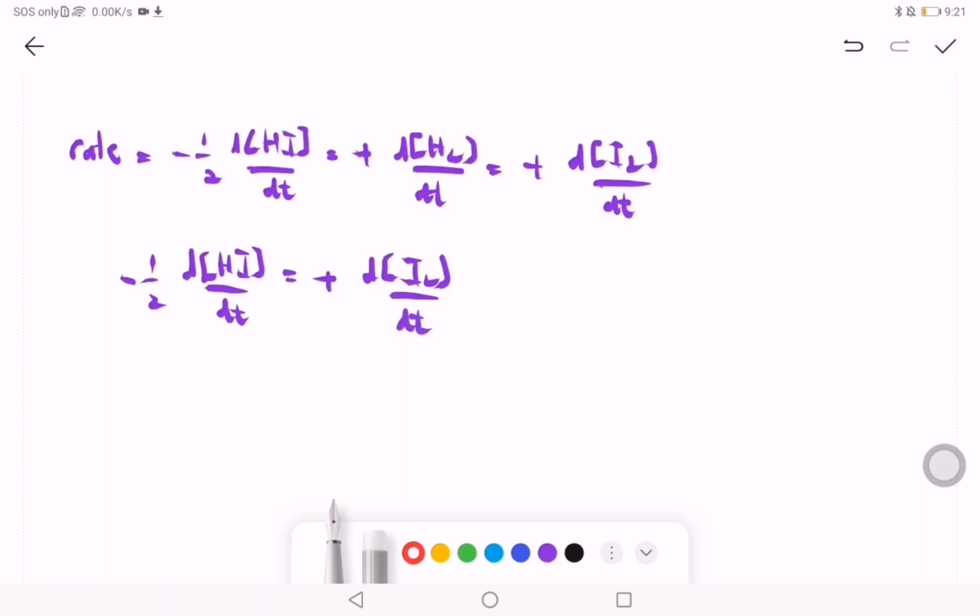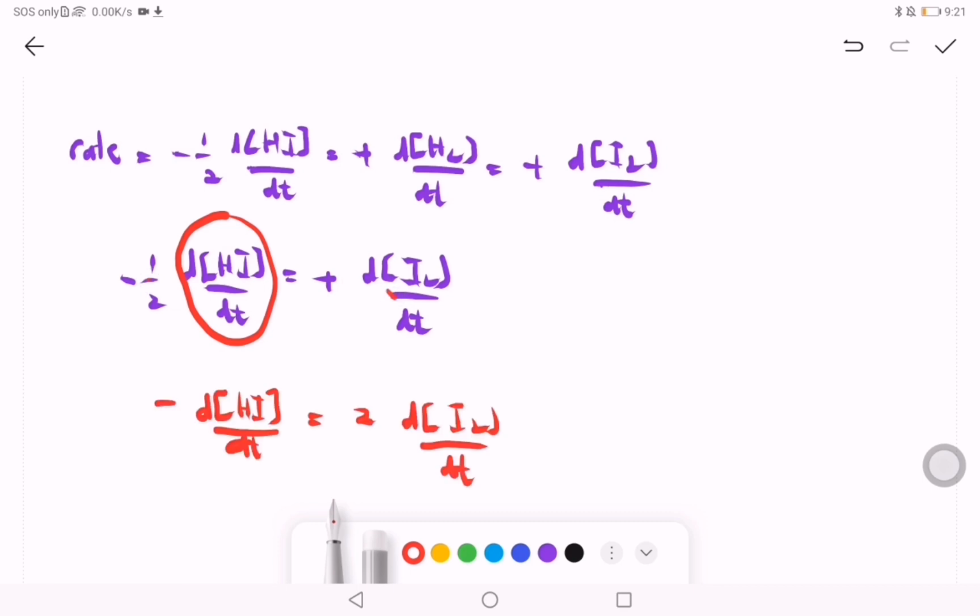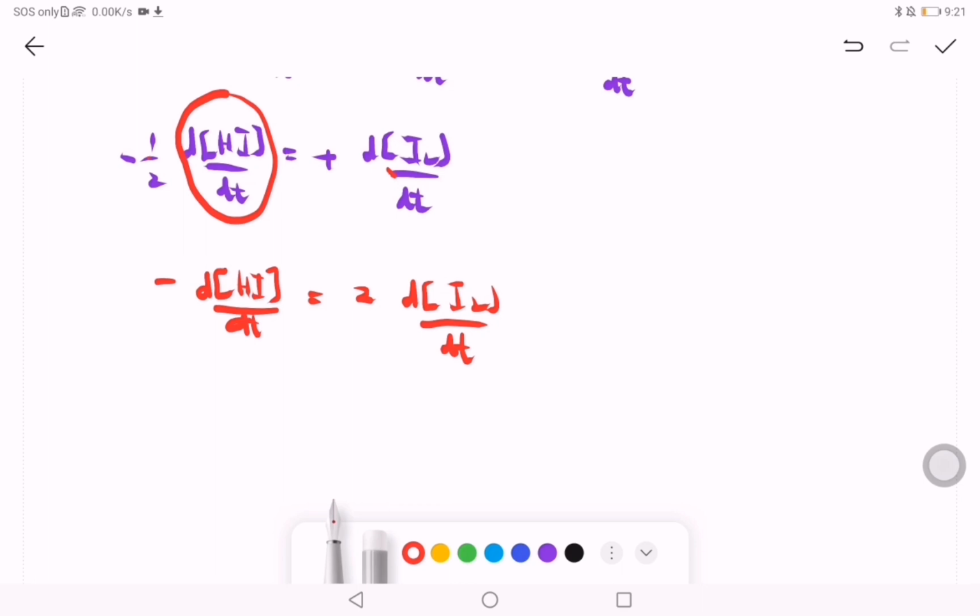So what we want to find is d[HI] over dt, negative d[HI] over dt. So the 1/2 we have to move to the other side. When we substitute the values, please ignore any negative sign on this side. So we just have to substitute the values given into the equation. So 2 times 1.8 times 10 to the power negative 6. This is given in the question. So you will get 3.6 times 10 to the power negative 6 molar per second.